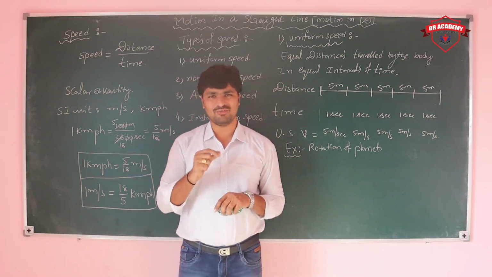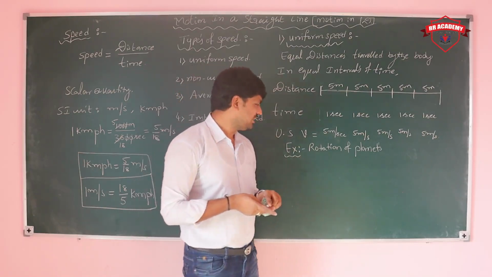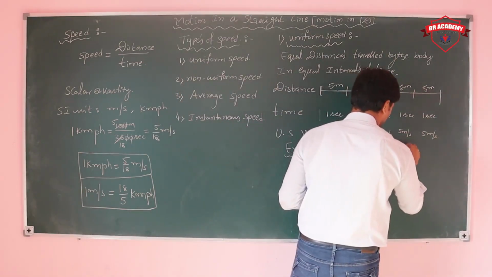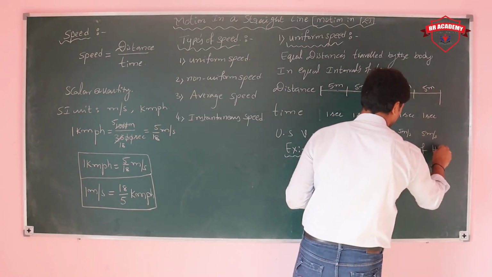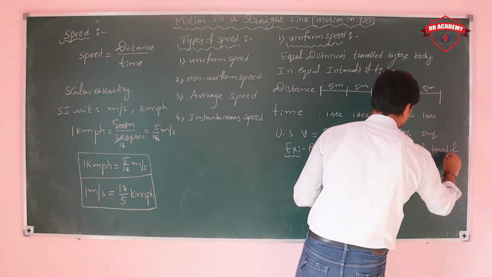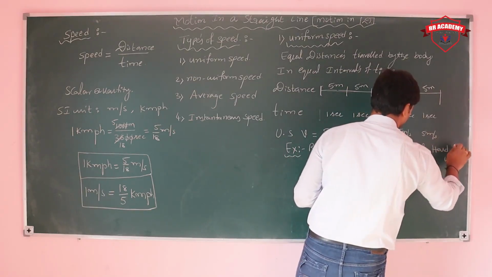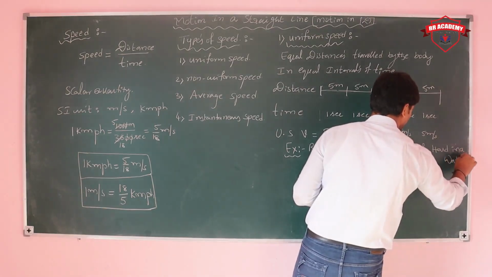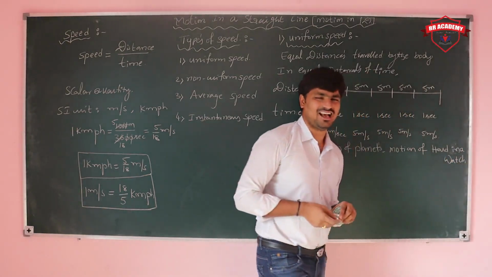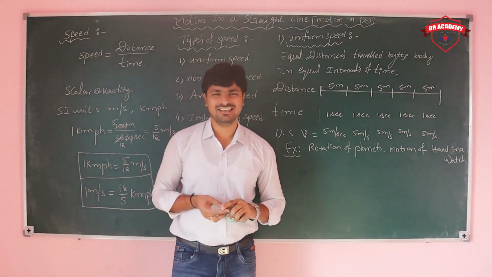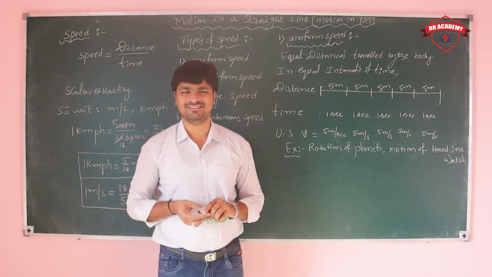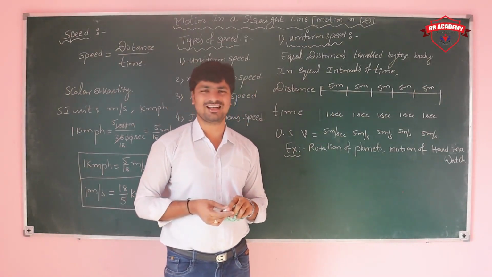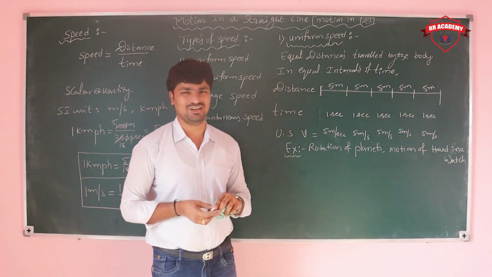So here is about the motion of the hands. One more thing you can give: the motion of hands of a watch. Hands in your watch means minutes hand, seconds hand and hours hand. In case the battery is dead, the watch comes under rest condition, so that is not an example of this.